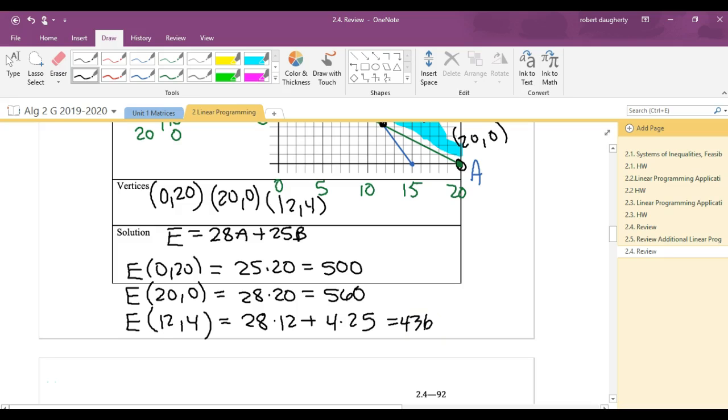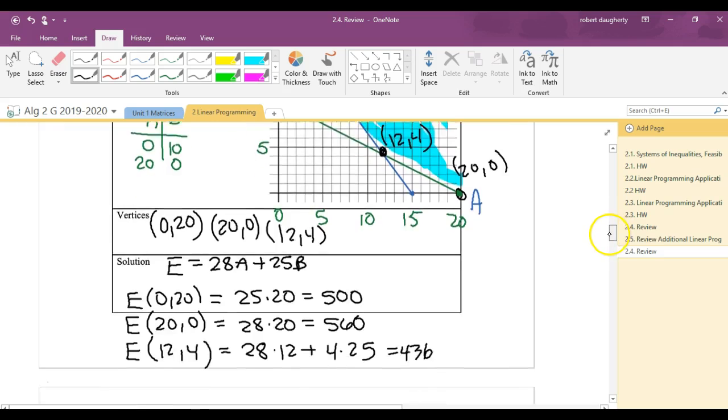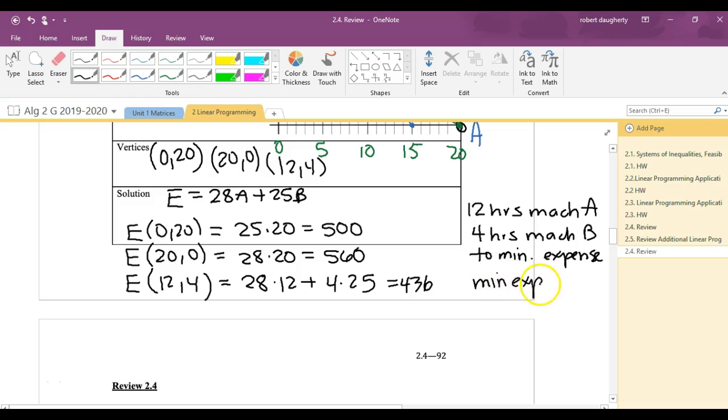So which of these is the minimum expense? So go back to your question before you're done. The question was, how many hours should each machine be operated to fulfill the contract at minimal expense? So they did not ask me the minimum expense, but I know that I need to operate 12 hours for machine A and 4 hours for machine B to minimize the expense. And if the question were to ask you the minimum expense, since you've already found it, it is $436. Okay?